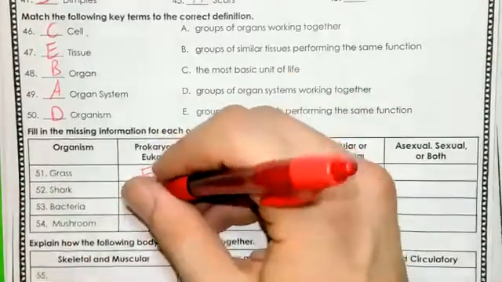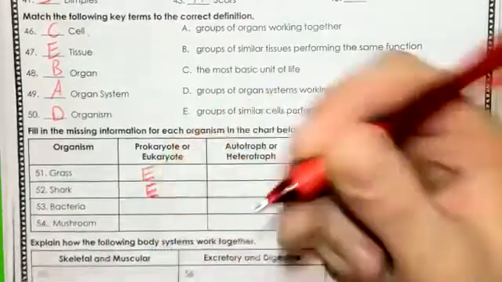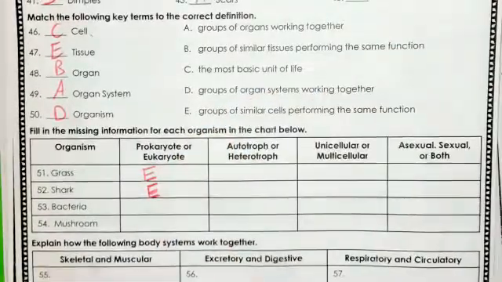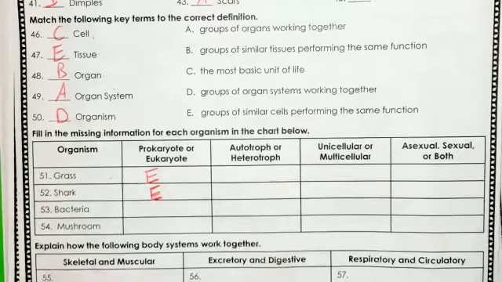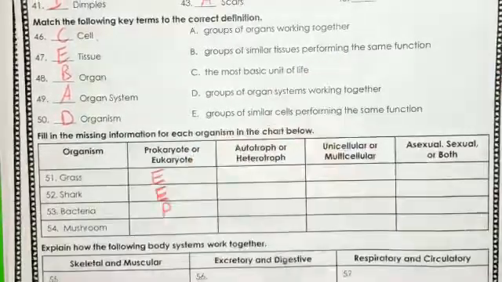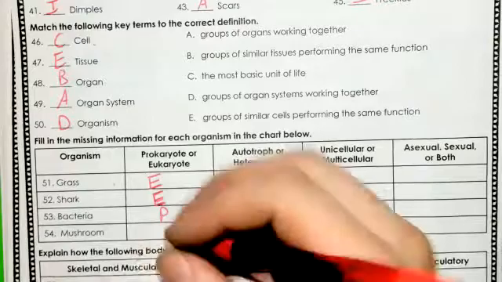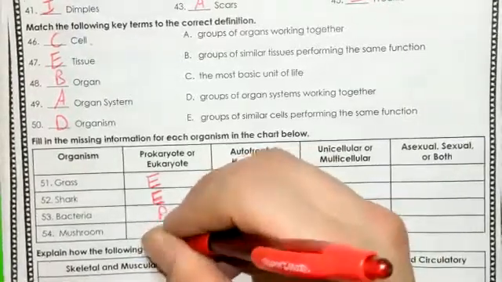Is a shark an animal? Therefore, it's a multicellular organism, complex organism. Bacteria are made of one cell. Therefore, they're prokaryotic. But mushrooms are organisms, complex, so they're eukaryotic.